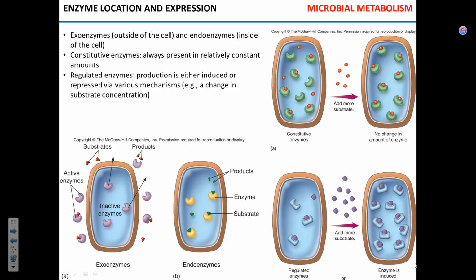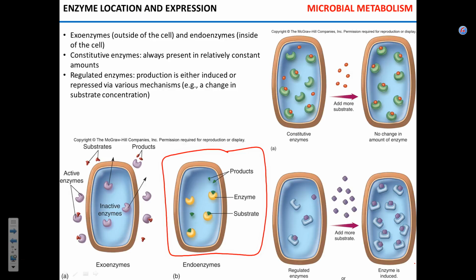Now, they can be produced in various shapes and forms. Let's put it this way. We can classify enzymes based on the location they are working at. Some enzymes are categorized as endoenzymes, which means that they are produced and stay in the cell. Obviously, all enzymes are produced in the cell, but these guys also stay in the cell.